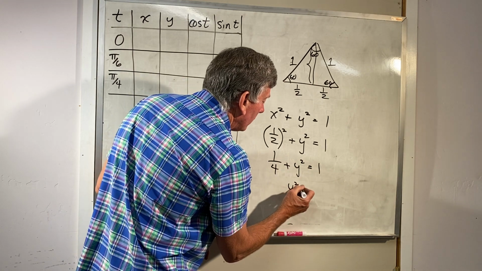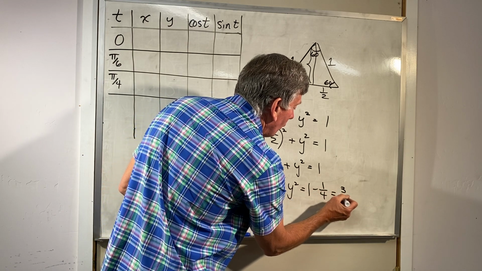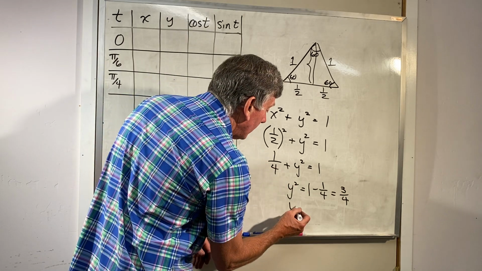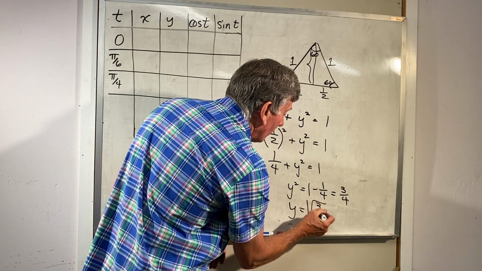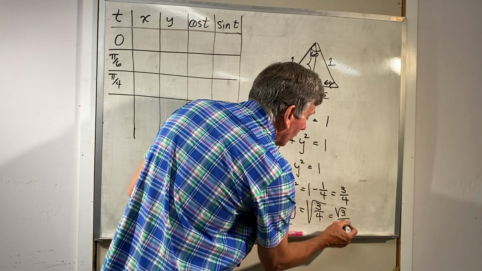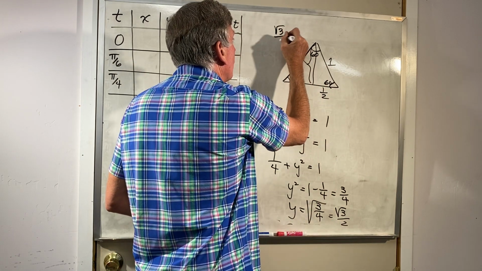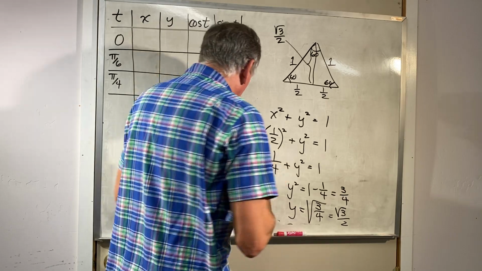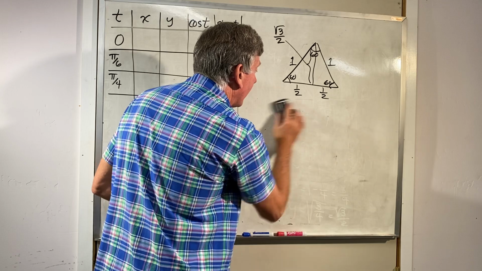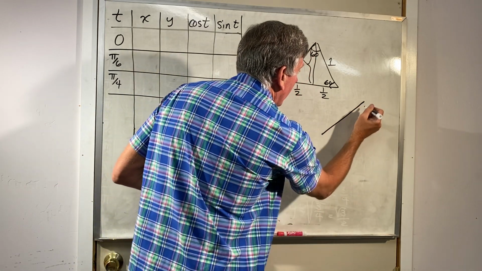So y squared is equal to 1 minus 1/4, which is 3/4. Well, if y squared is 3/4, then y is the square root of 3/4, which is equal to the square root of 3 over 2. So this height here is the square root of 3 over 2. Let's remember that. I'm going to erase this and now do the second triangle, which is the 45-45 triangle.